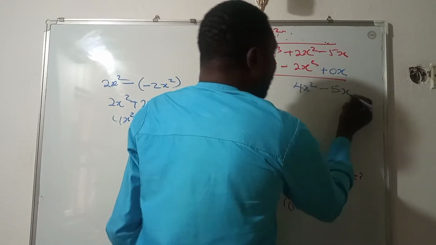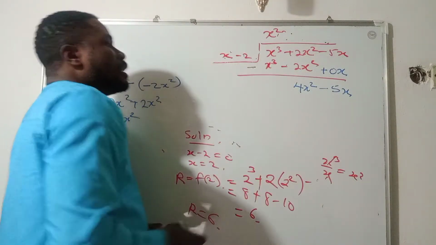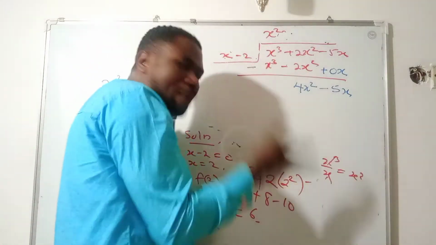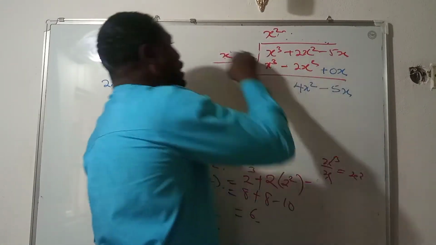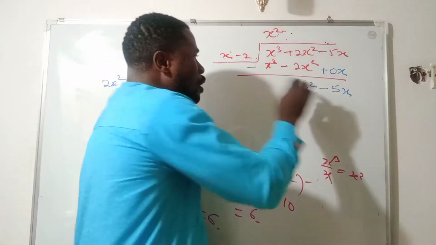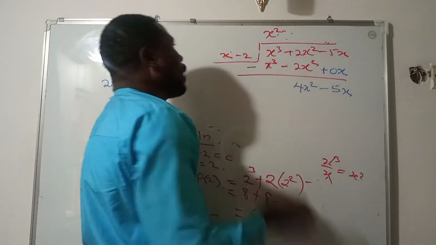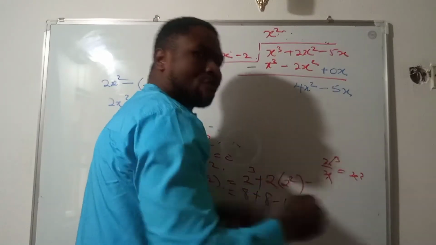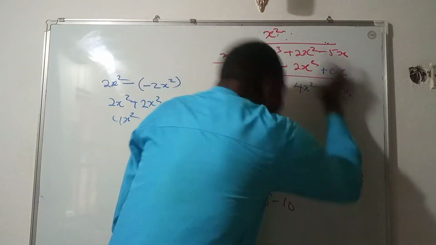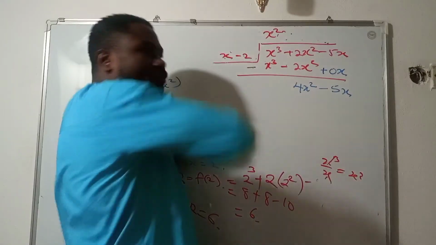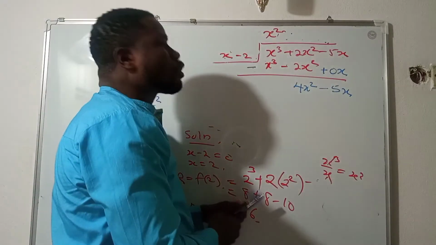minus 5x. Now at this point again, this should have been our remainder, but it cannot be, because this is still greater than this one. How is it greater? Because the highest power here is 2, while the highest power here is 1. Therefore, we'll continue to divide. You can only stop to divide if the power here is less than the power of the divisor. And so for this reason, we'll continue to divide.